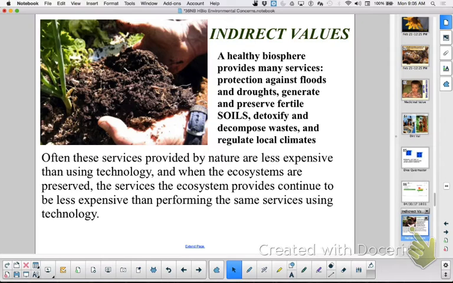Okay, so direct values. What are the 3 direct values? What was the first one? Medicine, agriculture, consumptive, MAC. The direct values, MAC.